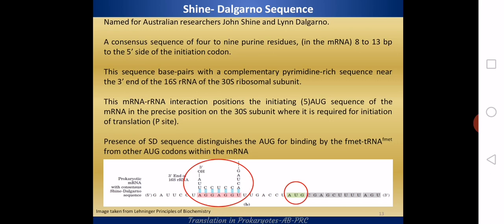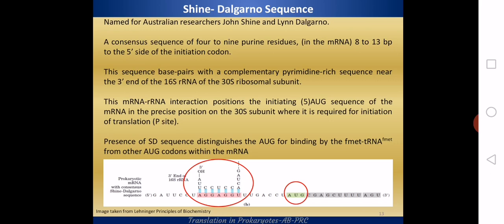You can see that in the image within the mRNA, usually located 8 to 13 base pairs upstream to the start site. That means upstream, or 5 prime end, of the AUG codon. And what is the significance? As already said, this helps the AUG codon to be positioned in the P site. That is the most significant one. What are the other significant features?